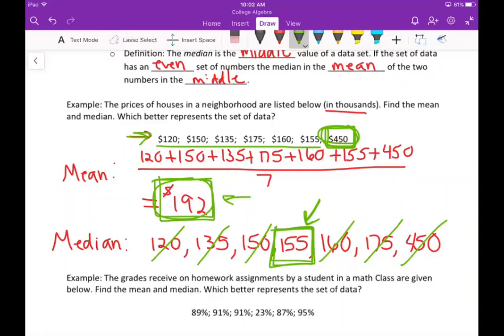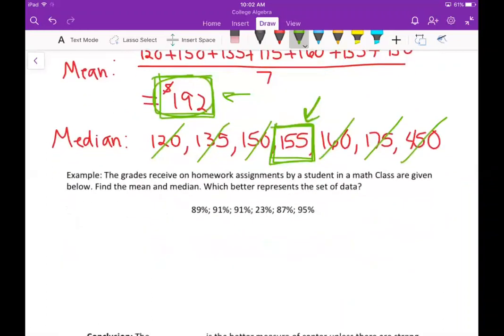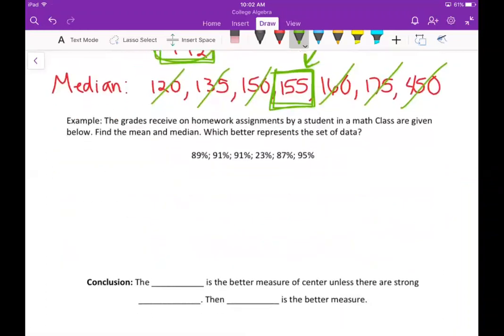Okay, let's see if something like that happens again with this next set of data. In this next set, we're going to look at some grades that were received on homework assignments by students in a math class. That shouldn't be capitalized, but that's all right. And we want to find the mean and the median again. So this would be a good time to pause and see if you can find those means and medians correctly.